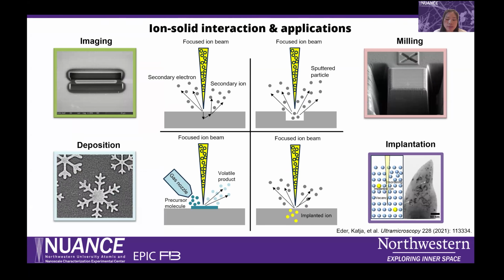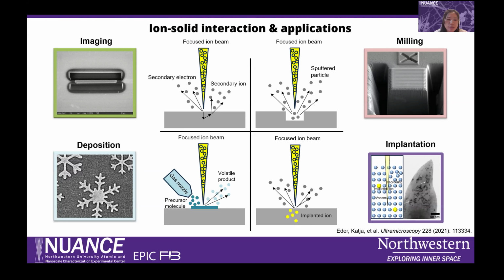So the first one is imaging, by collecting the secondary electrons or secondary ions. This allows us to do site-specific processing. And the second one is milling, by removing the material away. This is the main function of the FIB.